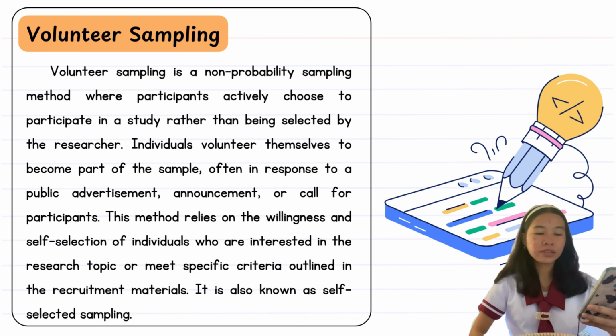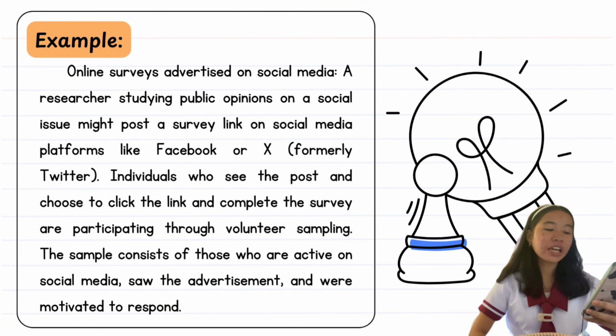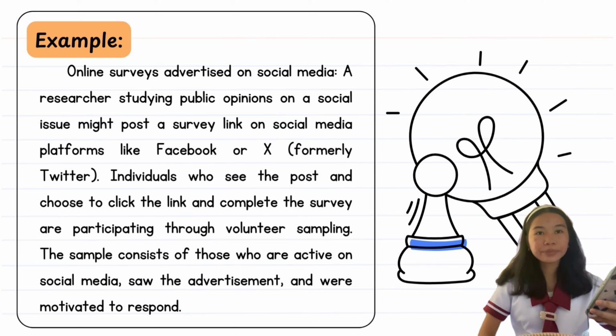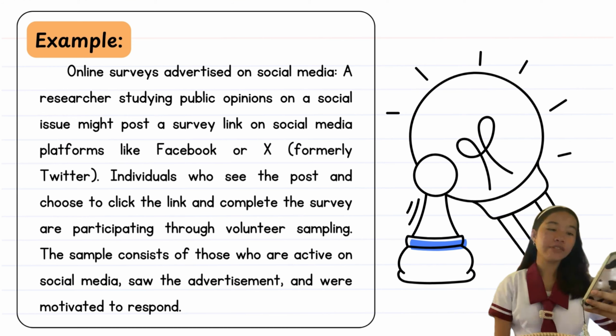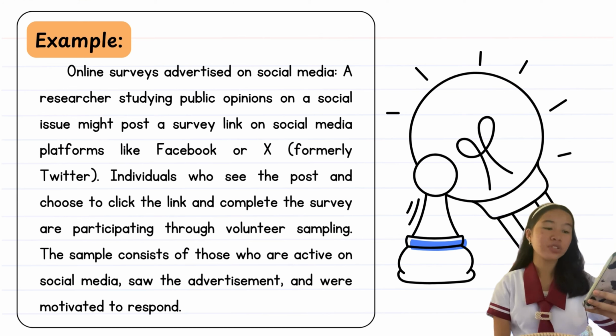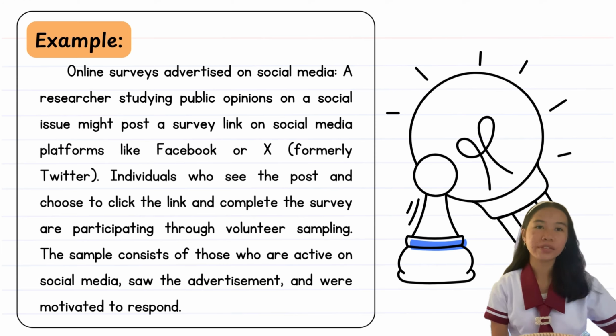Example: online surveys advertised on social media. A researcher studying public opinions on a social issue might post a survey link on social media platforms like Facebook or formerly Twitter. Individuals who see the post and choose to click the link and complete the survey are participating through volunteer sampling. The sample consists of those who are active in social media, saw the advertisement, and were motivated to respond.